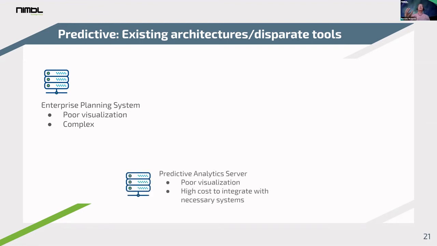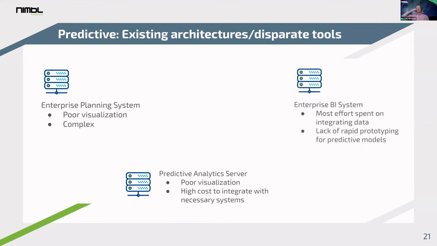If you have a predictive analytics server, it's generally a separate thing. Again, it has poor visualizations, and it has a high cost to integrate with necessary systems. So your architecture already is separated. And then third, most organizations would have an enterprise BI system. That takes a lot of effort to integrate the data, and it's difficult to do rapid prototyping, right?